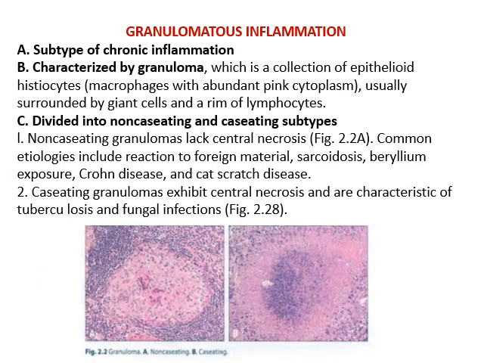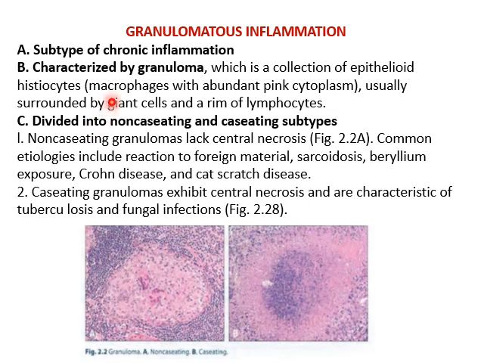Now we move to the granulomatous inflammation, which is a subtype of chronic inflammation. It's characterized by the presence of granuloma, which is a collection of epithelioid histiocytes, macrophages with abundant pink cytoplasm. Okay, so we notice we have macrophages in the middle, surrounded by pink cytoplasm. The cytoplasm is surrounded by giant cells and a rim of lymphocytes. So here there are a lot of cells, like lymphocytes, like fibroblasts, so many cells.